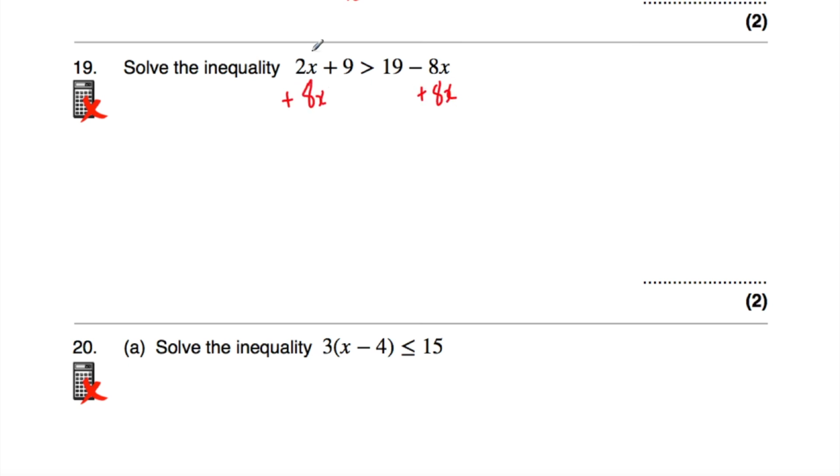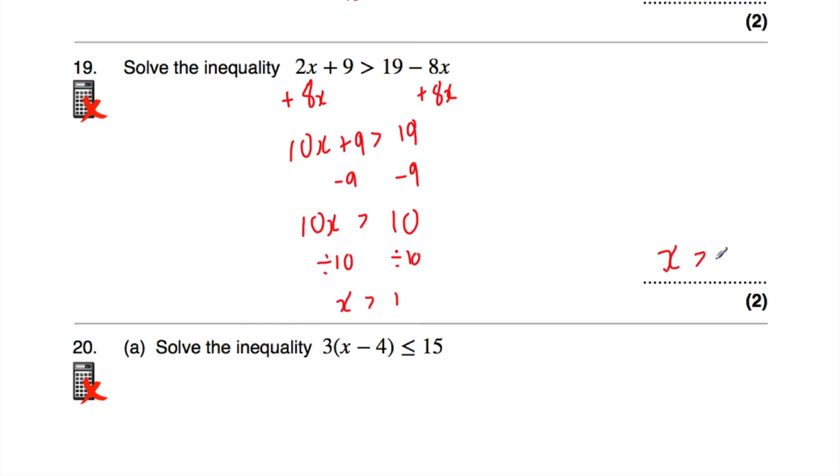So if we add 8x to the left hand side, we're going to have 10x plus 9 is greater than, and then we're going to have 19. Okay, now we've got 10x plus 9 is greater than 19. Let's get rid of this plus 9, so let's take away 9 and take away 9. So then we're left with 10x is greater than 19 take away 9, that's going to be 10. So we've got 10x is greater than 10, let's divide by 10 and divide by 10, and then we're just going to get that x is greater than 1, and that's it, x is greater than 1.